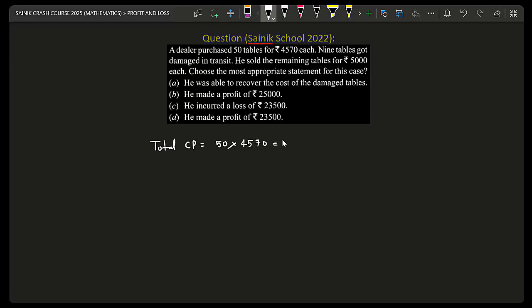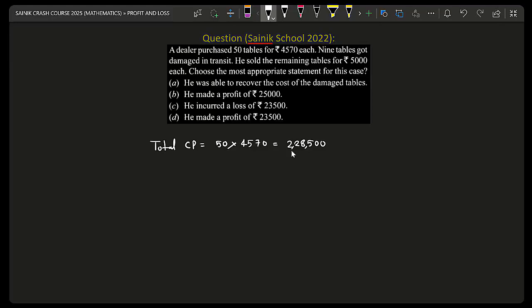What is 457 into 5? Use the splitting method, I told you. 2,28,500. Okay, you told the total product. So 2,28,500 is the total cost price. Now let us calculate his total selling price.